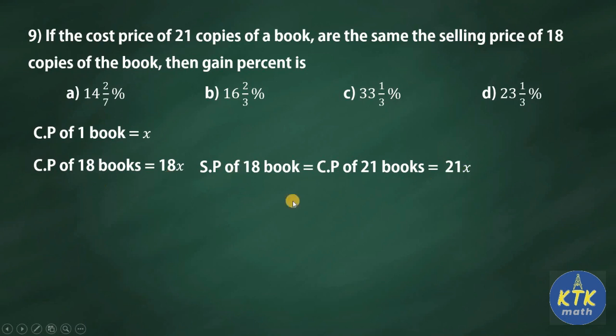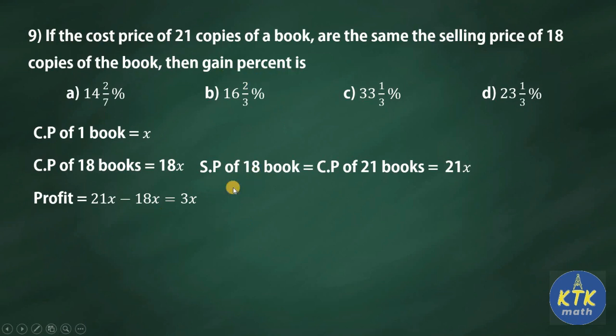Now compare these two. Cost price is 18x, selling price is 21x. Okay, so which is greater? Selling price only is greater. How much greater? 3 times, that is 21x. We are getting profit now. So profit is nothing but selling price minus cost price. 21x minus 18x equal to 3x. So we got the value now. Using this we are going to find the gain percentage.